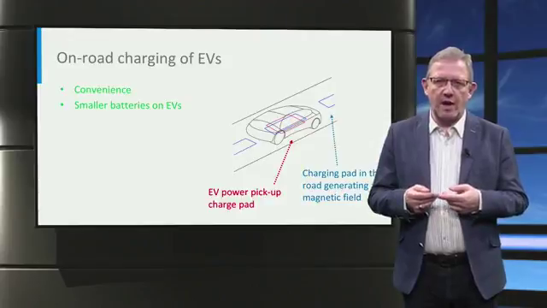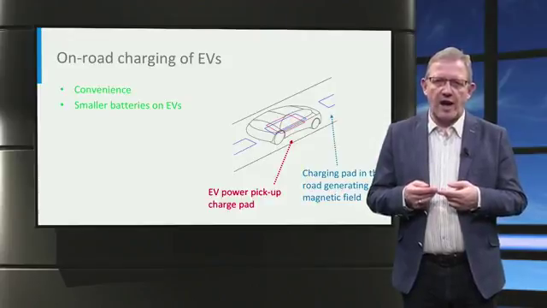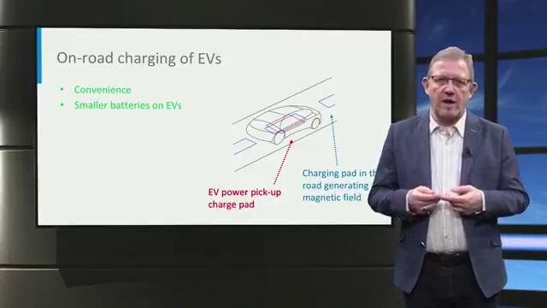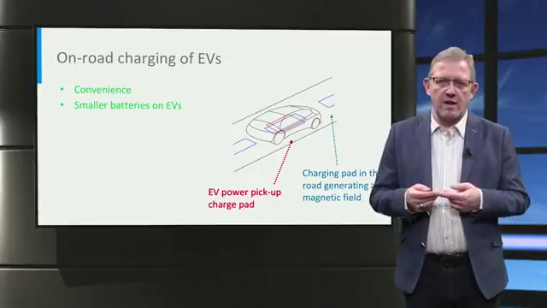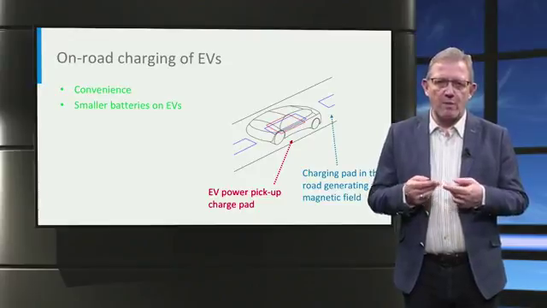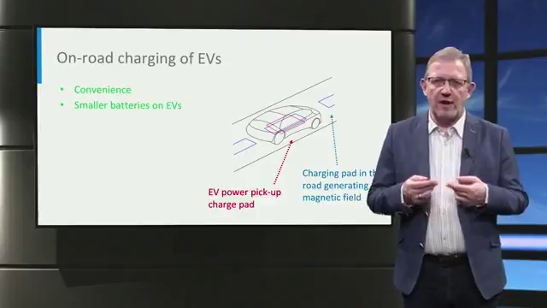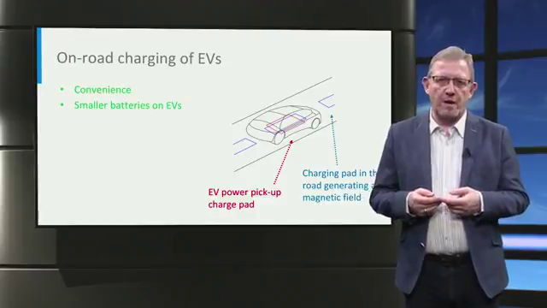Hence, the vehicle picks up power wirelessly as it drives, and this is used to both supply the energy for driving as well as to charge the battery. A useful consequence of this is that electric vehicles need smaller batteries. Further, the ability to charge while driving removes range anxiety and provides convenience for the user.